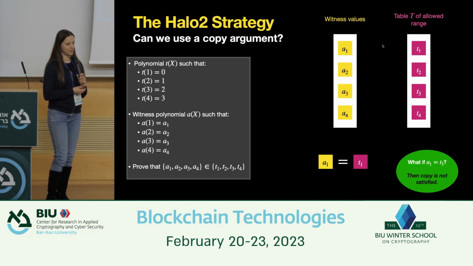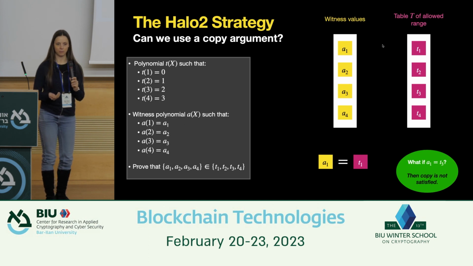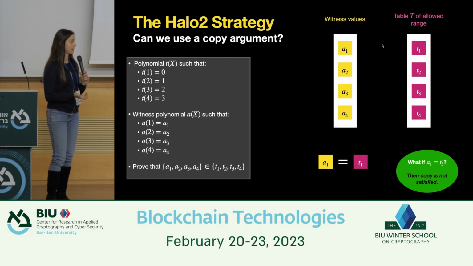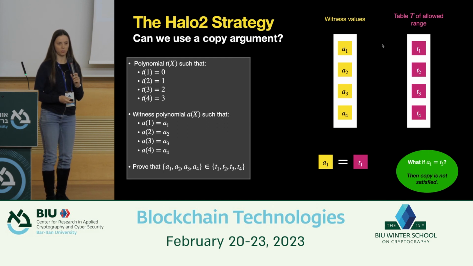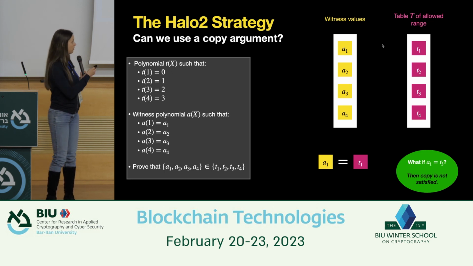At any other point, I'm not going to be able to prove it, because what if A1 is actually equal to T3? That would be a valid entry in the table, that would be a valid entry for A to take on. However, it's not covered by our copy constraint. A1 is not going to be equal to T1 in this case, so a prover wouldn't be able to convince a verifier of a true statement. So that's not going to work.